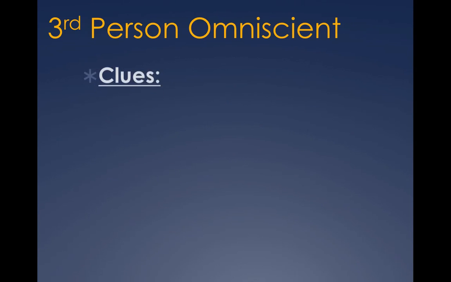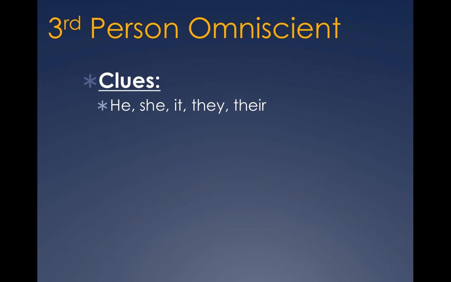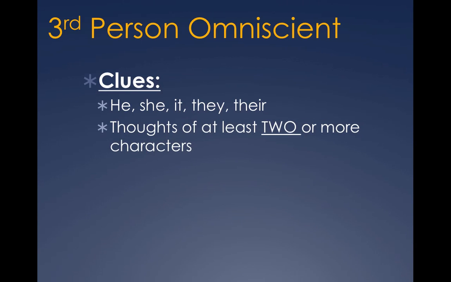There are some clues to us identifying third-person omniscient. They will have the same pronouns as third-person limited. However, if we are told the thoughts of at least 2 or more characters, or we see things happen from the point of views of 2 or more characters, that's when we know we'll have third-person omniscient. We might also have this narrator commenting on events that are going on in the story.